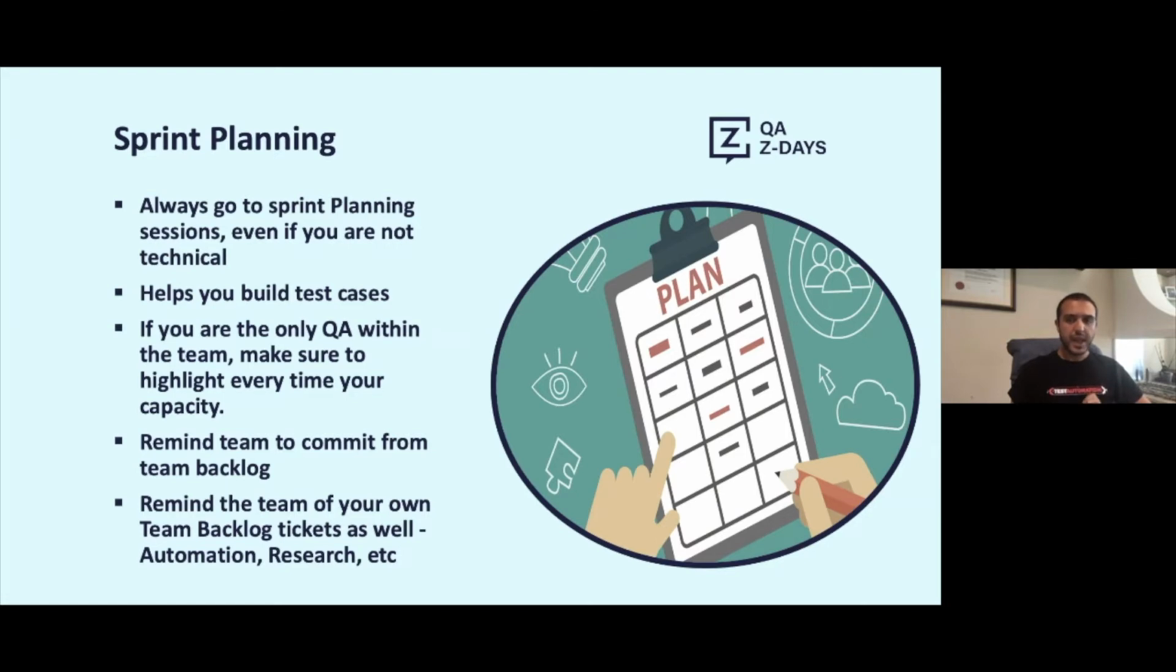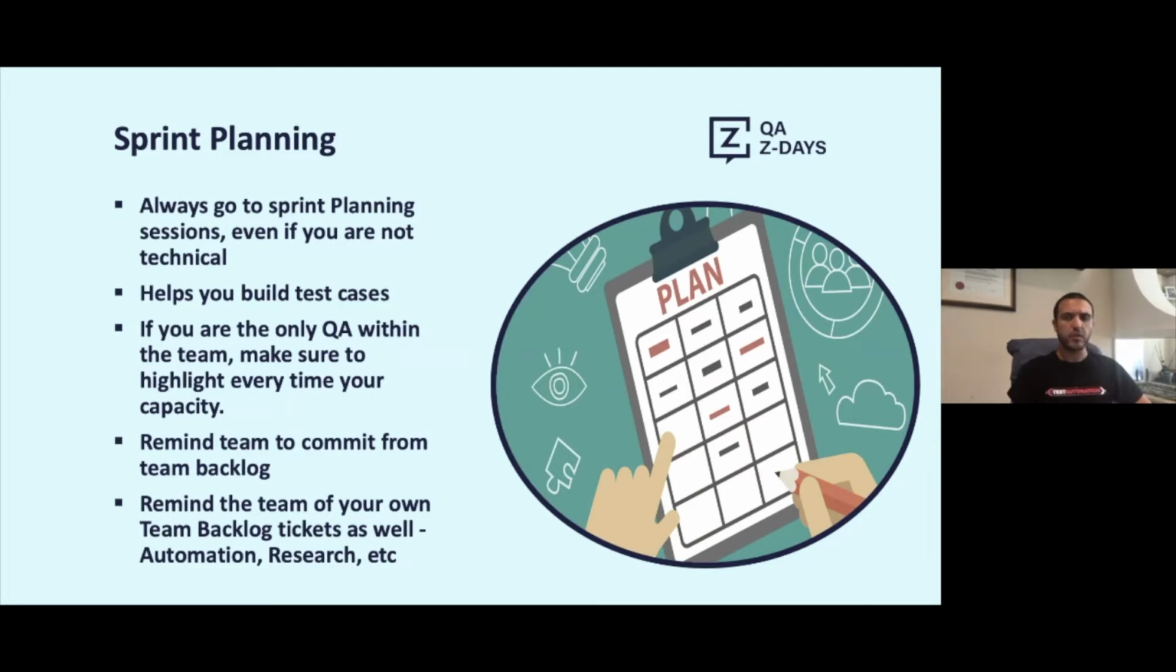This problem is uniquely QA related. So if you're not bringing this up in sprint planning, no one will. The final thing QAs take for granted in sprint planning is that even QAs should commit during a sprint. Don't forget about the team backlog, which I mentioned earlier, and that you can add automated tasks or research tasks to the team backlog.